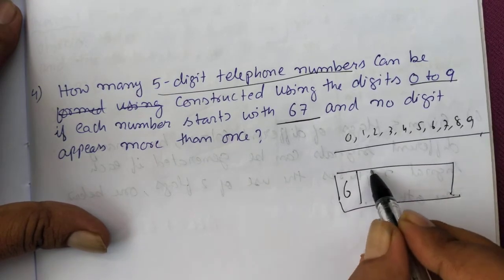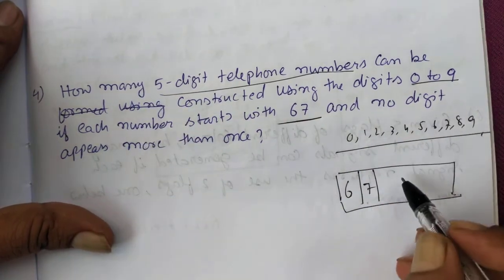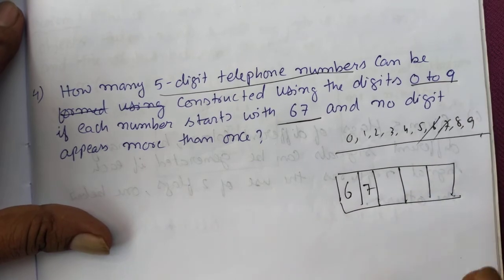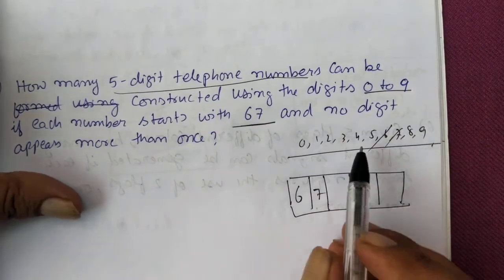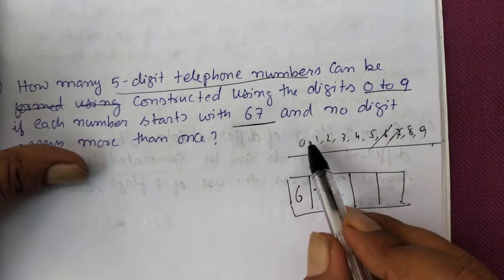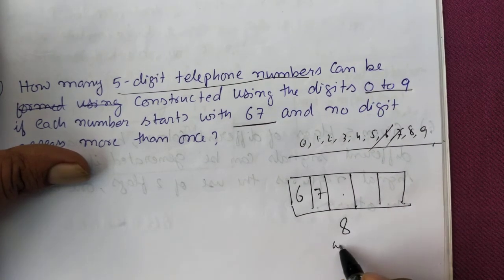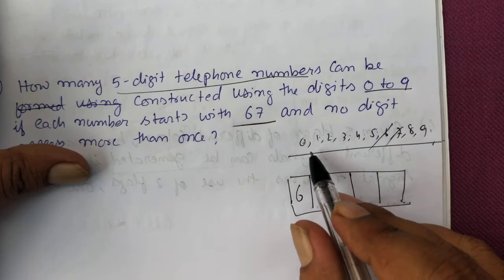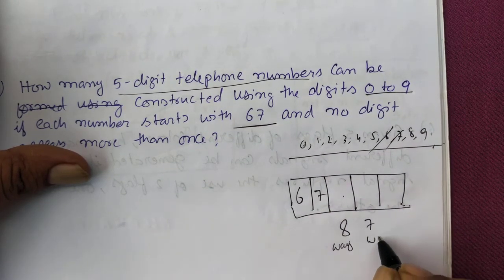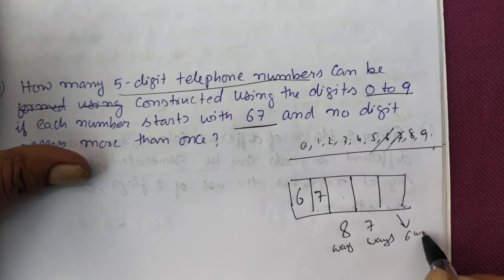That means 6 and 7 are fixed, and you're going to make 5-digit numbers, so 3 spaces are left. I have already used 6 and 7. How many digits are left for this box? 1 2 3 4 5 6 7 8. So here I can arrange in 8 ways. If out of these 8 numbers I use one number, I cannot repeat. That means here I can arrange in 7 ways, and here I can arrange in 6 ways.